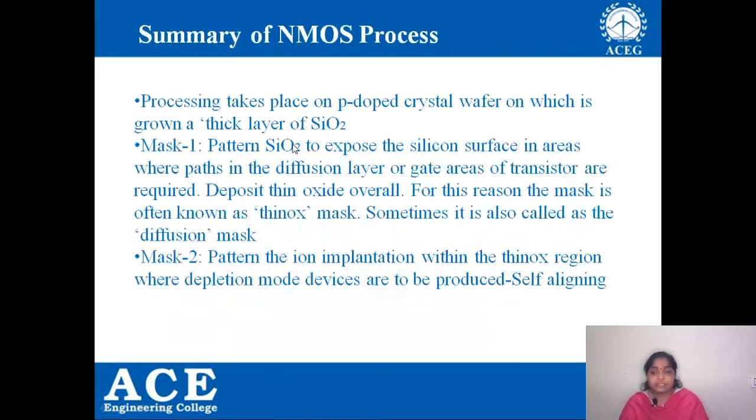So let us see the summary of it. Here we have used a few masks, so what are those masks, we are going to see now. So the first mask: why is this first mask used? It is used to pattern the silicon dioxide layer. This mask we can also call the Thin-ox mask, or sometimes it is also called the diffusion mask.